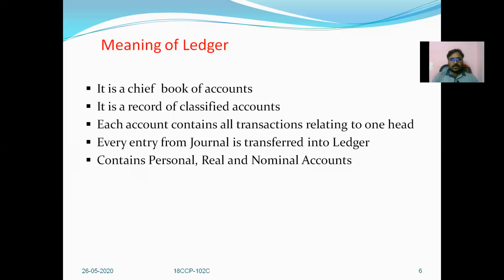Next, third point. Each account contains all transactions related to one head. If you take purchase transactions, they are recorded in the purchase account; all purchase transactions should be recorded in the purchase account. In a given problem or any company, you have different types of transactions and transactions on different dates. Of those, only the related account's transactions should be posted into the ledger, right?